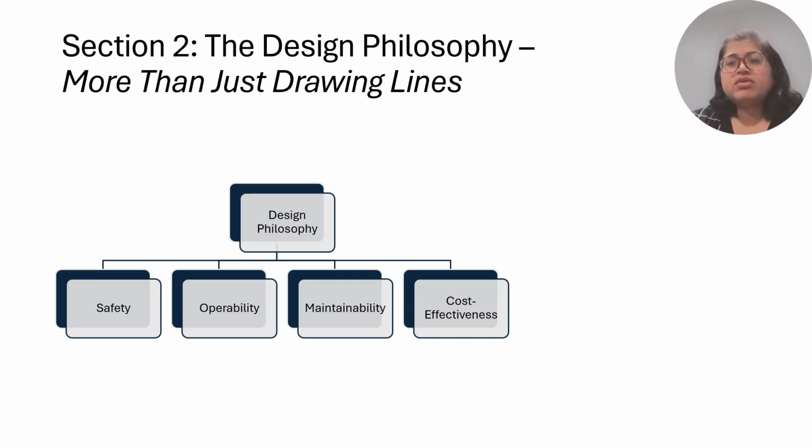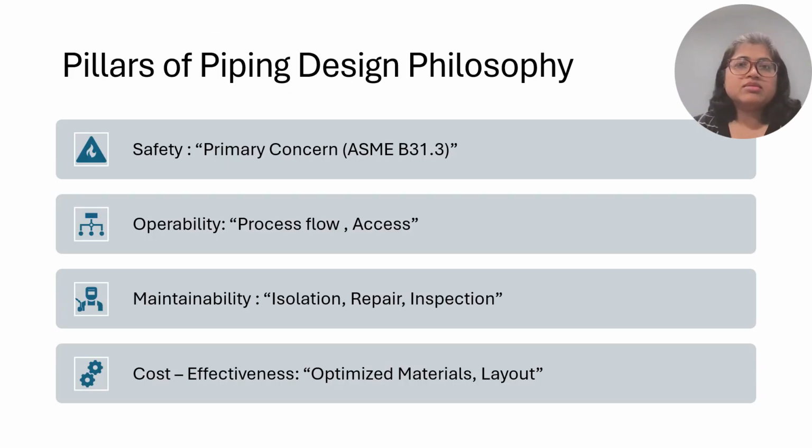Next, let us talk about design. Piping design is far more than just connecting points on a drawing. It embodies a comprehensive philosophy that prioritizes several key aspects, all while adhering to stringent codes and client requirements. We have four different pillars: safety, operability, maintainability, and cost effectiveness.